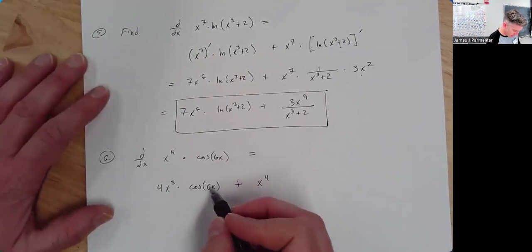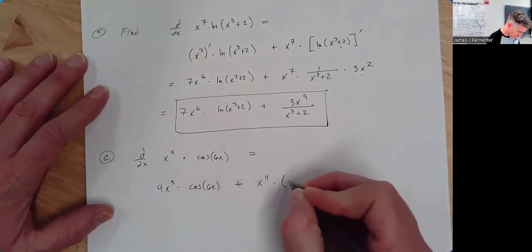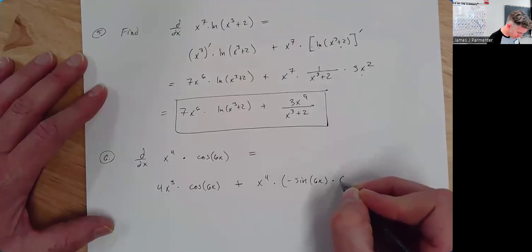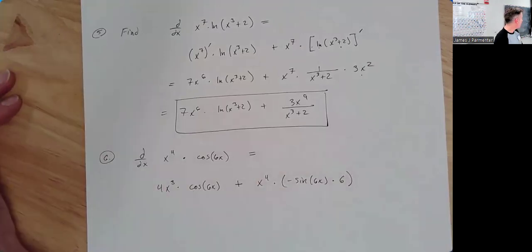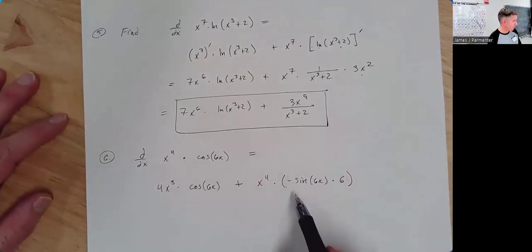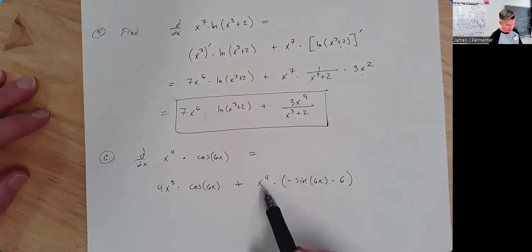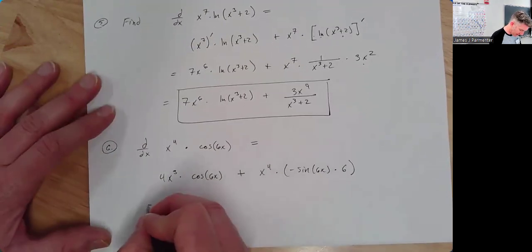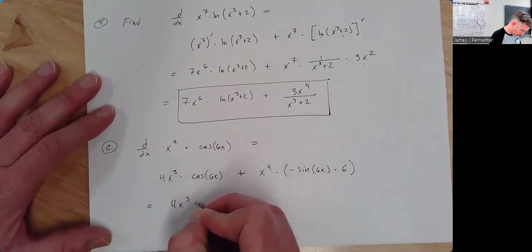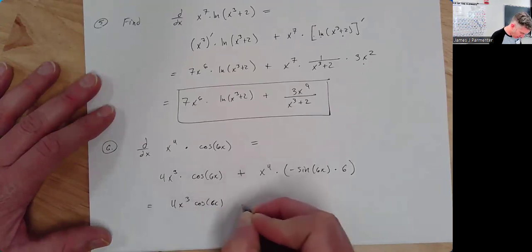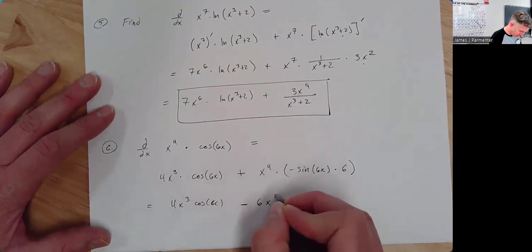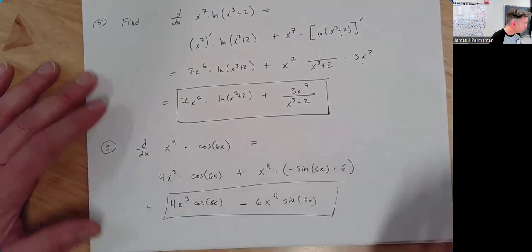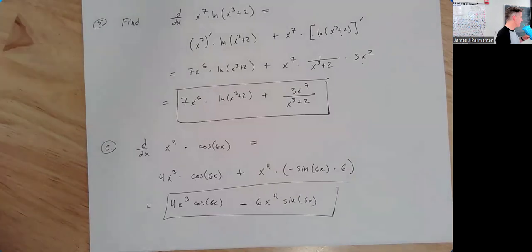So the derivative of cosine of some stuff is negative sine of that stuff times the derivative of the inside stuff. I do think you need to write parentheses around this if you're going to write the minus sign there. Otherwise, it looks like you have x to the 4th minus sine of 6x times 6. And really, I would definitely rewrite this as 4x cubed times cosine of 6x minus 6 times x to the 4th times sine of 6x, just to make it look a tiny bit nicer.